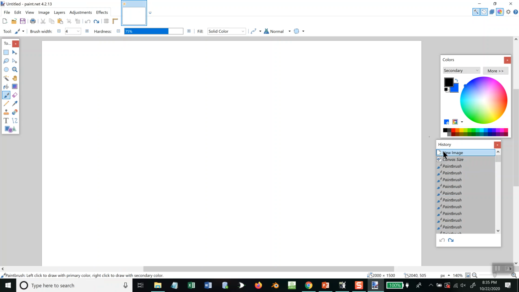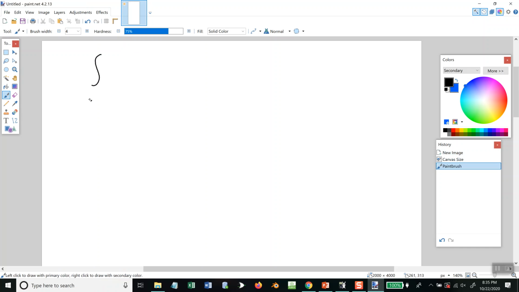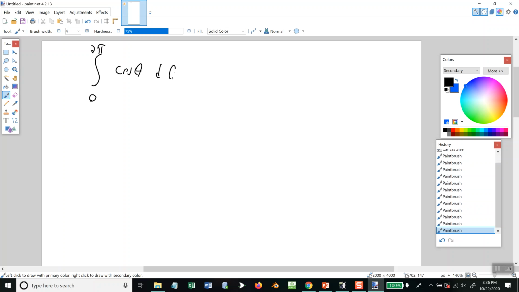I didn't mean to do that. Canvas size. There you go. Okay, so if I'm trying to find the area of this, if I went from 0 to 2 pi, what would be wrong with 0 to 2 pi? They're at the same place. So it's like going from 3 to 3.